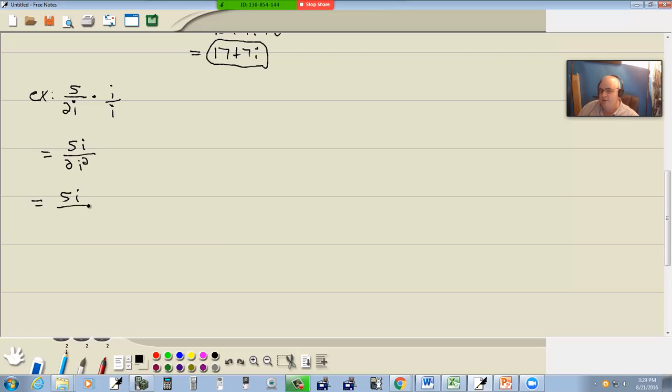But remember, I said we don't want an i squared. And up above we said i squared is equal to negative 1, so I can replace the i squared with negative 1. So that gives us 5i over negative 2, or if I were to put it in the form, this would be negative 5/2 i.